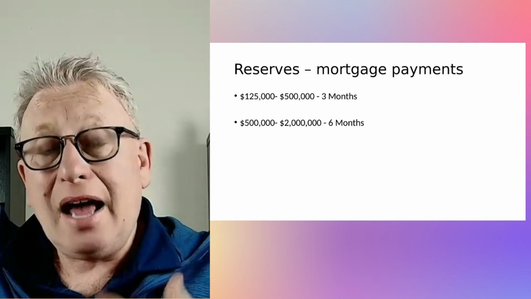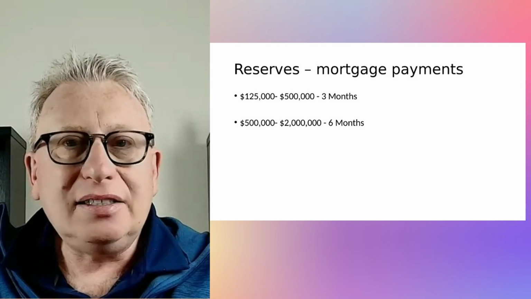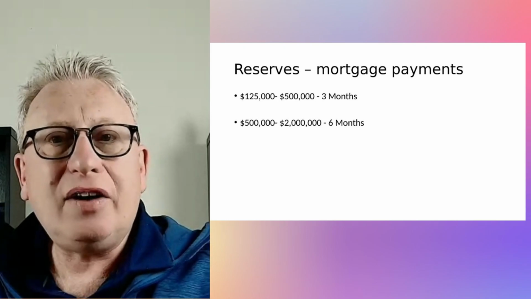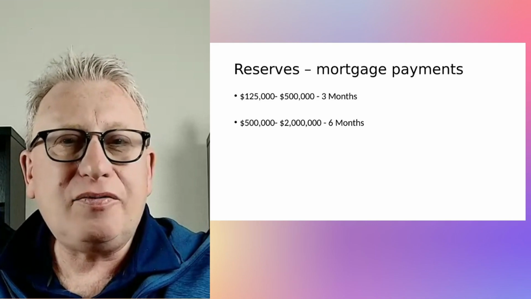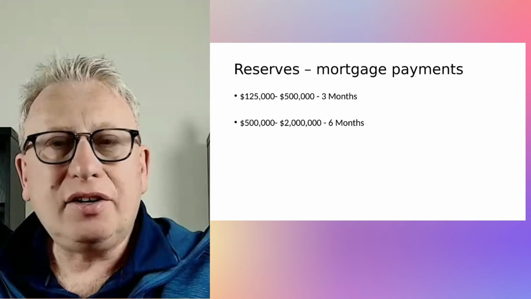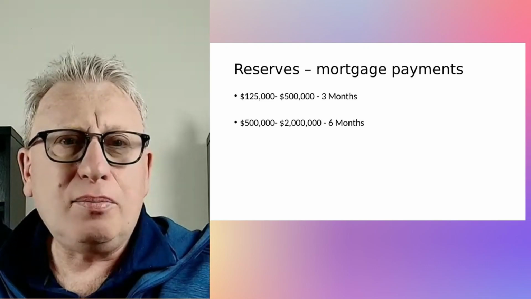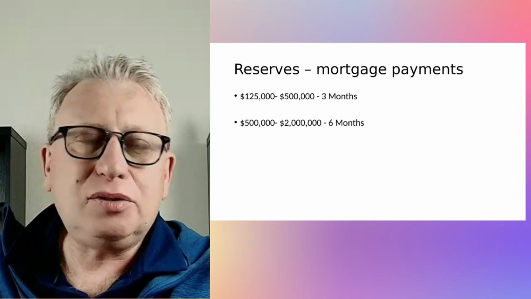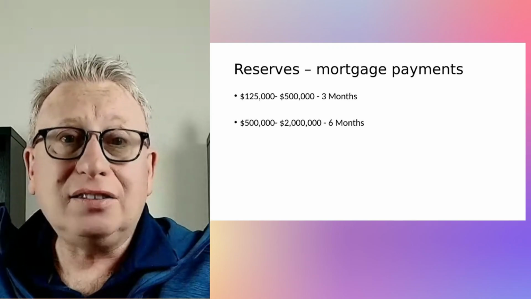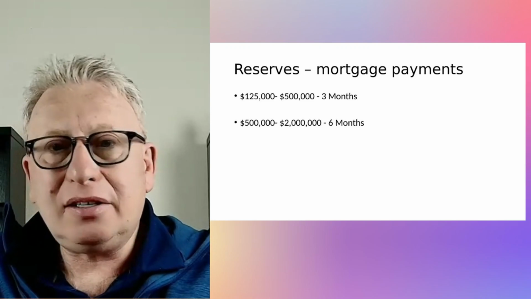You need some reserves. After you close, you're going to be putting out a large down payment. If the mortgage is 125 to 500,000, you're going to have 3 months reserves. And if the mortgage is between 500,000 and 2 million, you're going to have 6 months reserves. And what reserves are is mortgage payments. If your mortgage is hypothetically $2,000 a month and you need 6 months reserves, you have to have $12,000 in the bank after you close. That's after you've done the down payment and closing costs.